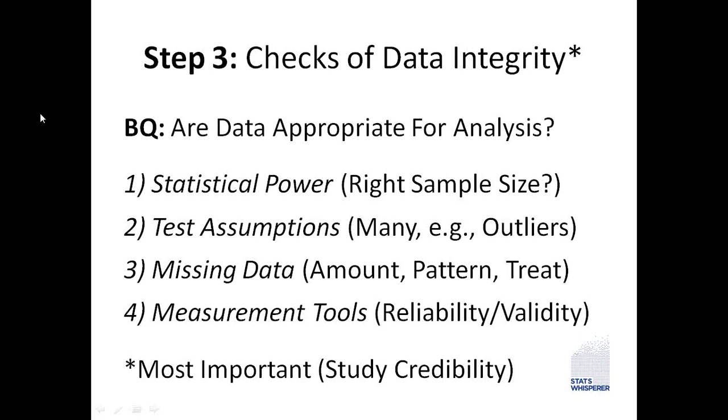Second, test assumptions, and we're using multiple linear regression. There's a bunch of them. One of the most influential is examining the influence of outliers, right? Missing data. So that refers to how much data are missing. Is there any pattern to the missingness? And then how did we treat the missing data? And then the measurement tools. How we assess reliability, validity. Because don't forget, if the variables aren't being measured correctly, then the study is not really examining what the study claims to be looking at, right?